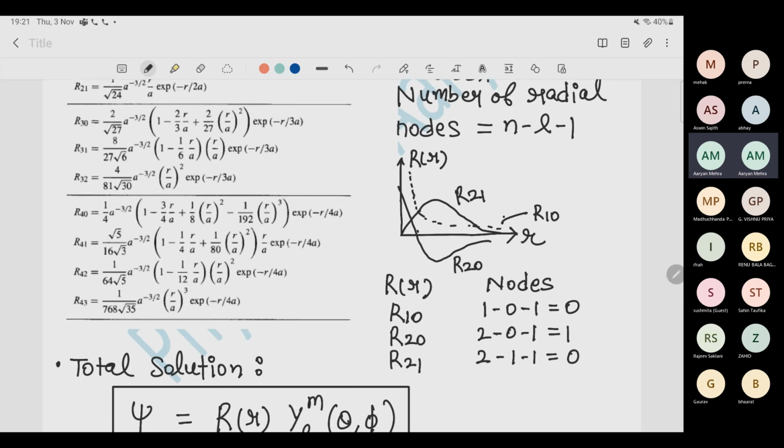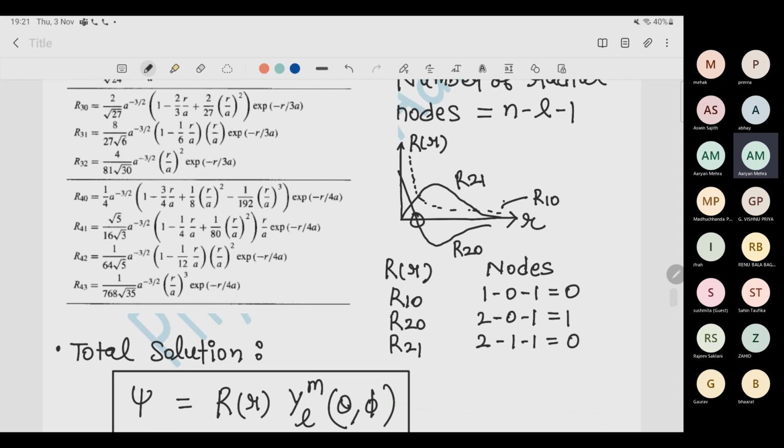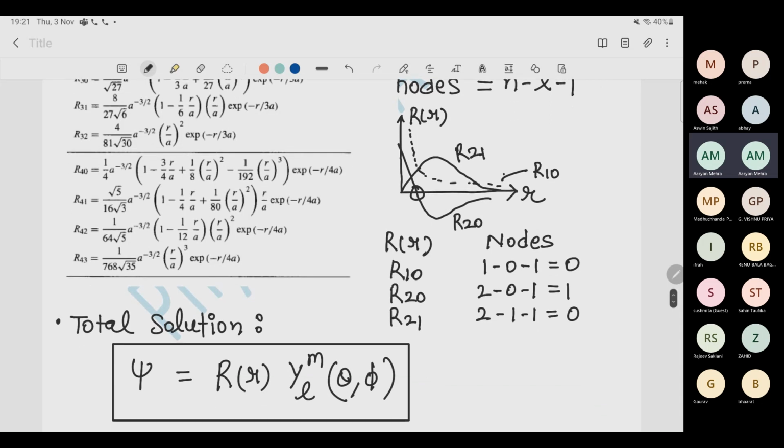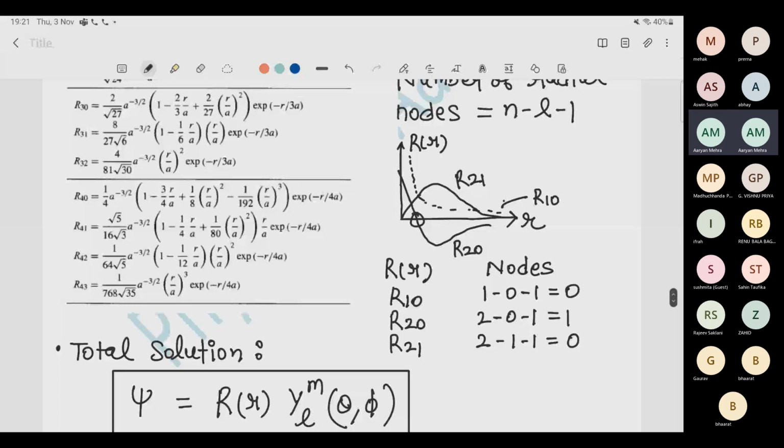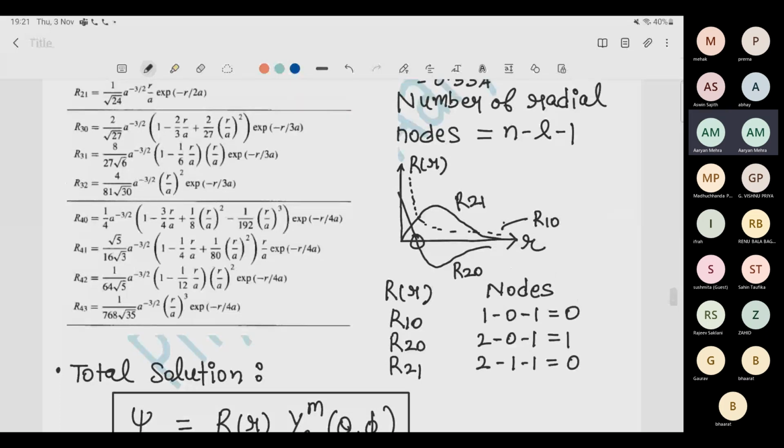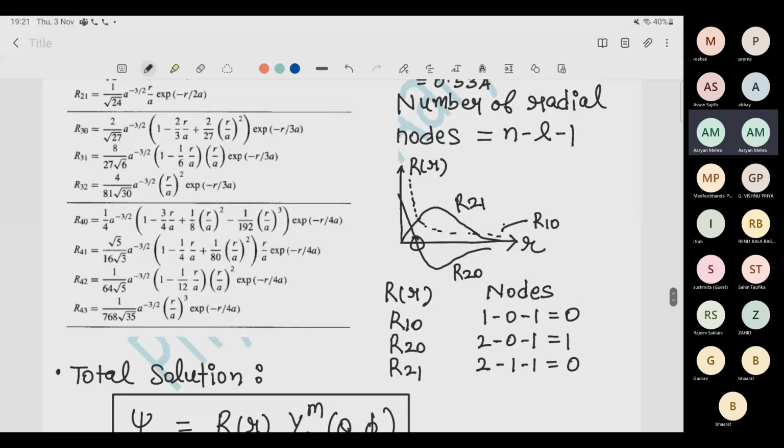If you can see this circle I have drawn on the graph, this is actually giving you the node. The general formula for nodes, which you don't need to worry about how it is derived, is n minus L minus 1. So if I give you R10, how many nodes will there be? n is 1, L is 0, and then minus 1, so the number of nodes will be 0.